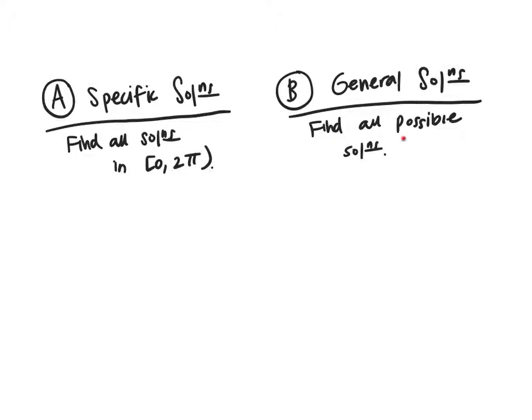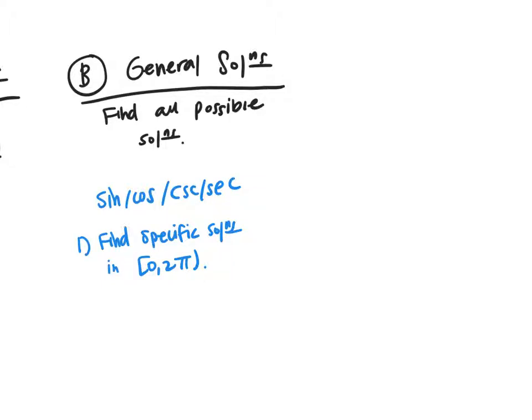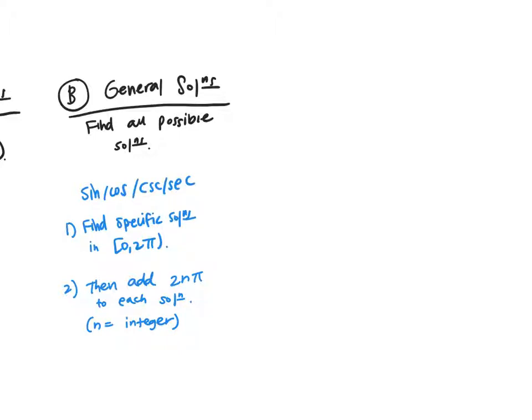If the direction says to find all possible solutions, then you have to account for all possible solutions, meaning including any coterminal angles. If your equation ends up being in terms of sine, cosine, cosecant, or secant, your first step is to find specific solutions in the interval 0 to 2 pi. So first find all the solutions possible from 0 to 2 pi, basically your unit circle. And then you add 2n pi to each of your solutions from step 1, where n is an integer. So integers are numbers like 0, 1, 2, -1, -2.